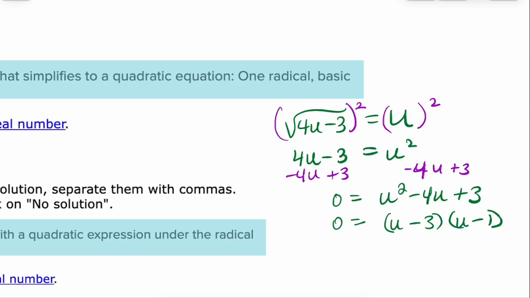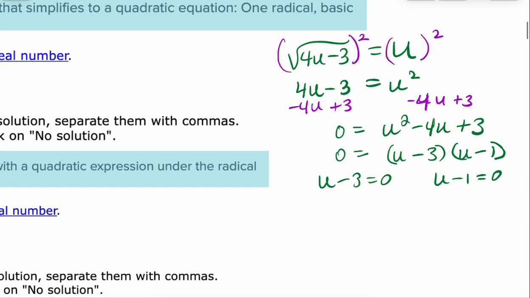Now, you're not done until you have split it up one last time. Every factor could be the 0. So you get u minus 3 equals 0, or u minus 1 equals 0. And then you can solve it. So we get positive 3 and positive 1.